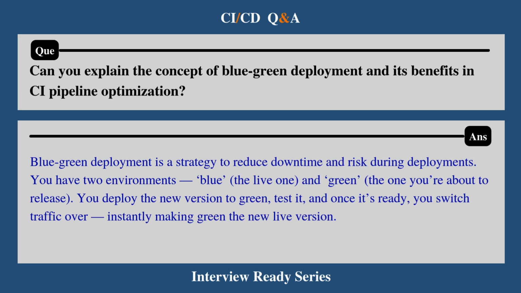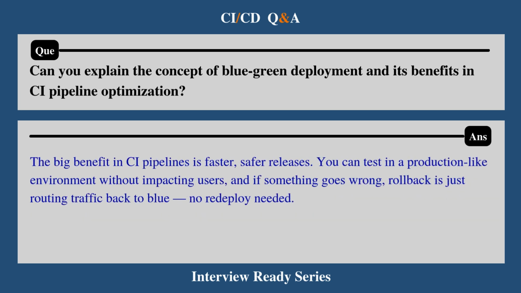the new live version. The big benefit in CI pipeline is faster, safer releases. You can test in a production-like environment without impacting users. And if something goes wrong, rollback is just routing traffic back to blue. No redeploy needed.